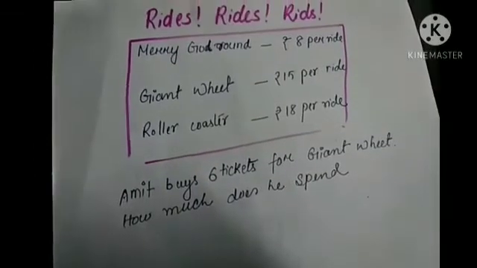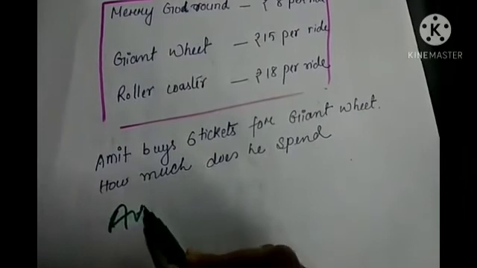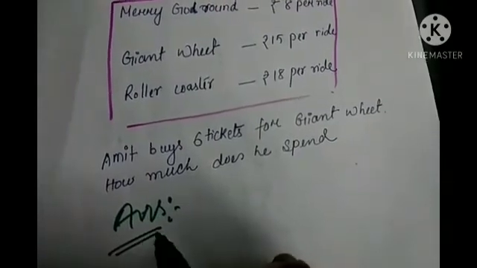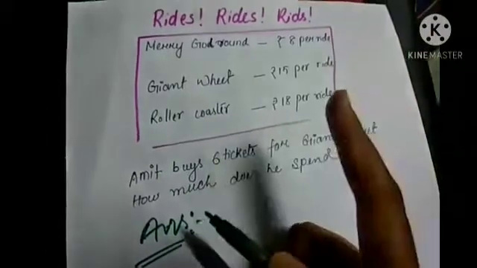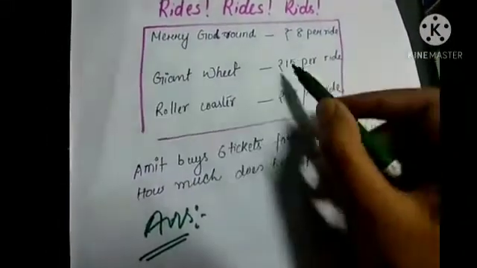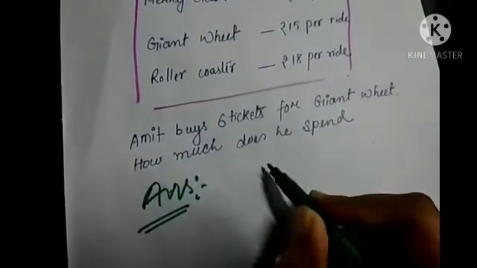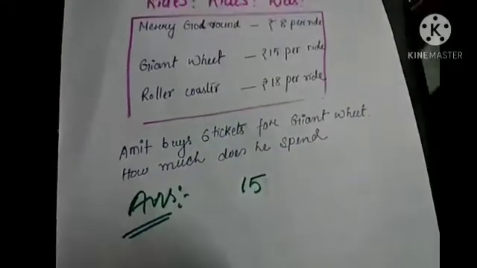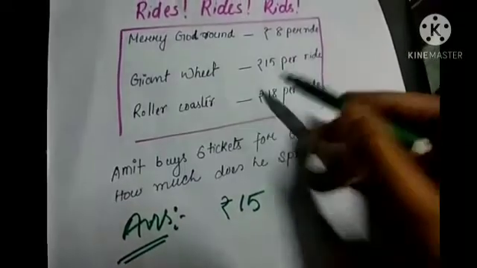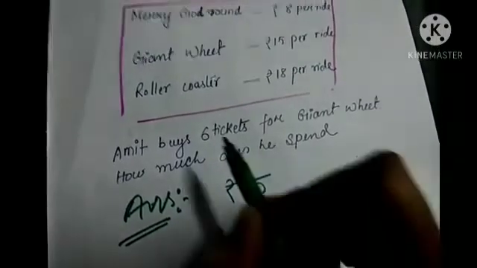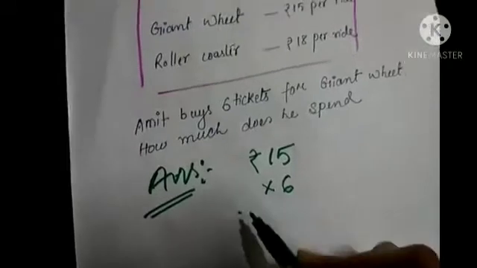So what operation do we have to choose? We have to choose multiplication, right? Because here you see 15 for 1, so we have to find for 6. So if we multiply this with 15, then we will get the answer. So 15 is for 1, right? So you have to write like this, rupees 15. And here you see there are no points, so you can write directly like this, and for 6 tickets you can write 6 here, and you can do this multiplication.